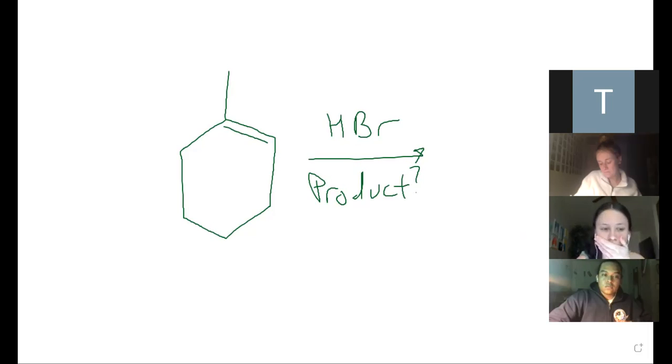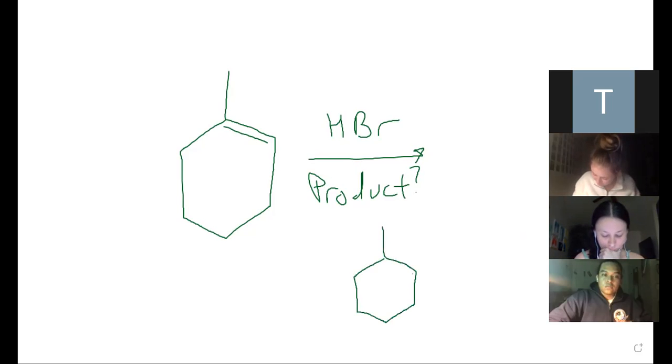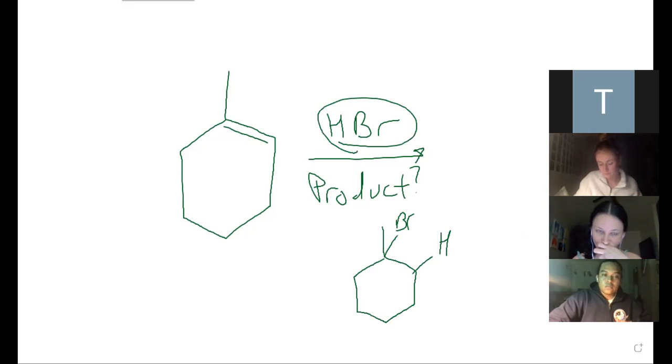Okay, so what did you guys get for your product here? Your hydrogen adds to the less substituted one. Your bromine adds to the more substituted one. So anytime you have this type of simple alkene addition, the hydrogen will always go to the less substituted carbon, and whatever else is added is going to go to the more substituted one. Does that make sense? Questions?